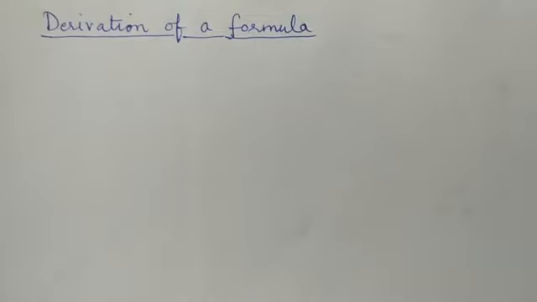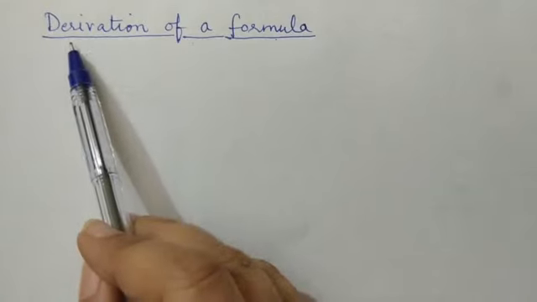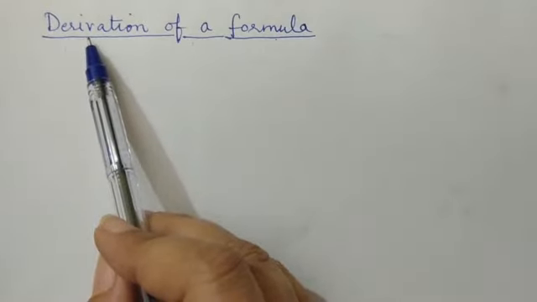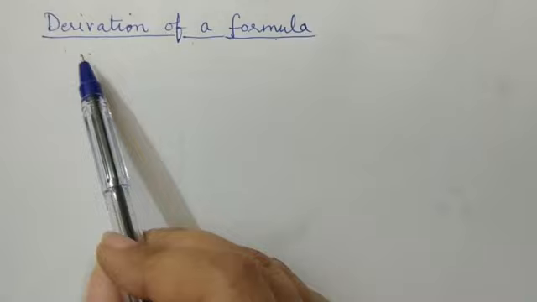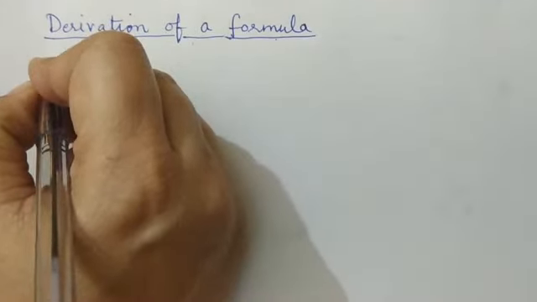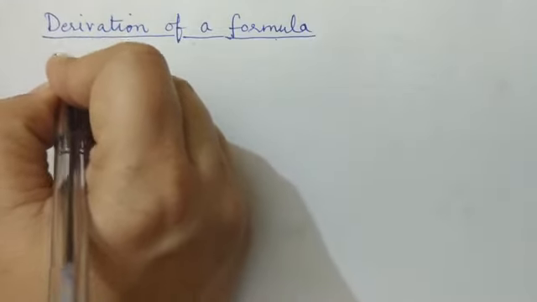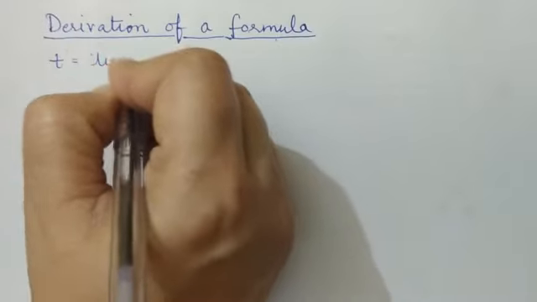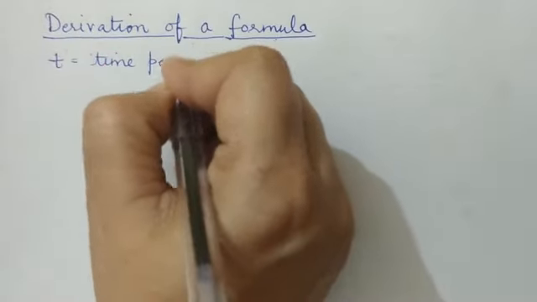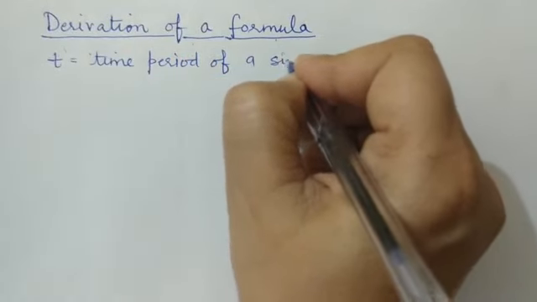In this video, we will discuss an application of the method of dimensions, that is, derivation of a formula. This method I'll explain with the help of an example. Suppose we have a quantity T, which is the time period of a simple pendulum.